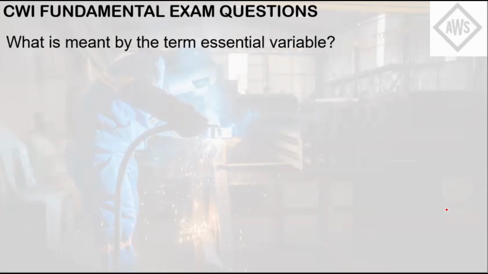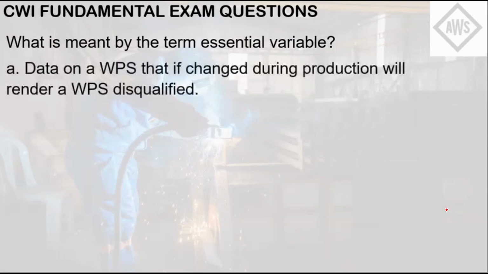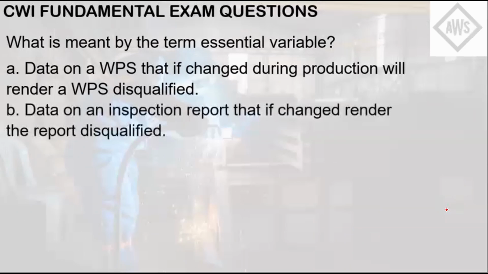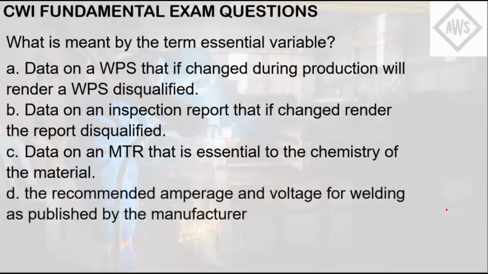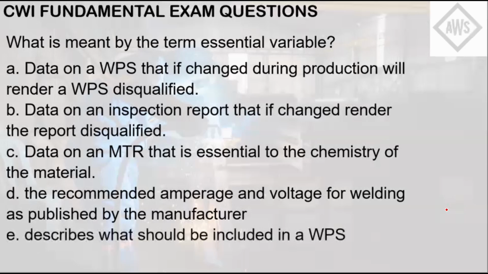What is meant by the term essential variable? Letter A, data on a WPS that if changed during production will render the WPS disqualified. Letter B, data on an inspection report that if changed renders the report disqualified. Letter C, the data on an MTR or material test report that is essential to the chemistry of the material. Letter D, the recommended amperage and voltage for welding as published by the manufacturer. Letter E, describes what should be included in a WPS.